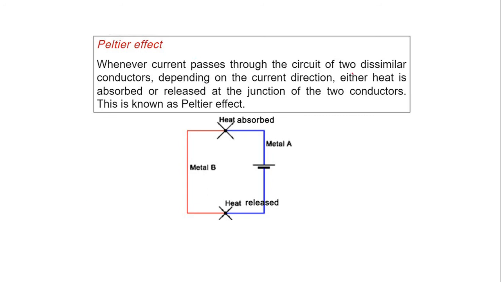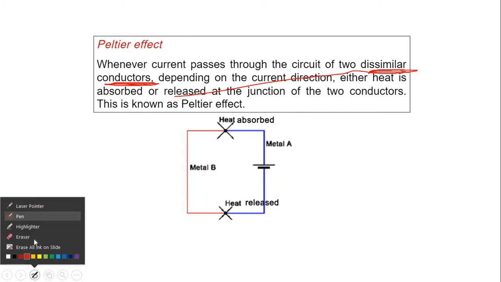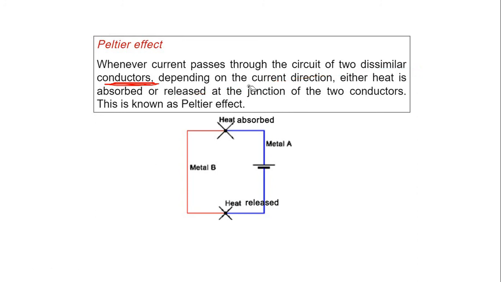Whenever a current passes through a circuit of two dissimilar conductors, dissimilar conductor is the main word in this definition. Whenever a current passes through a circuit of two dissimilar conductors, depending on the current direction, either heat is absorbed or released at the junction of the two conductors. This is known as the Peltier effect.